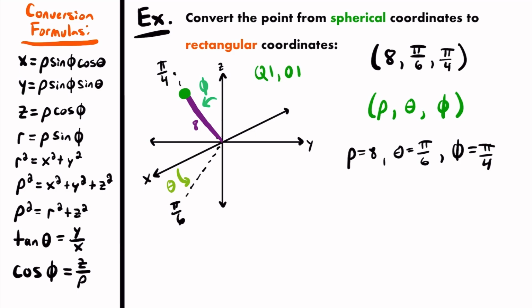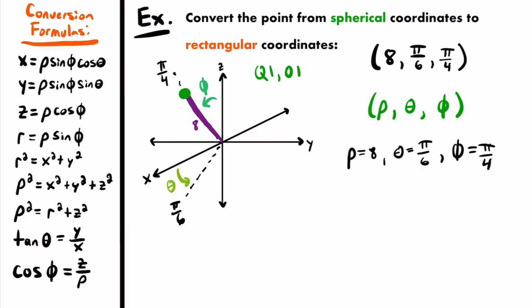Now we have an idea of where our point is, so we'll know when we convert our point to rectangular coordinates if our answer makes sense. So now let's actually work on converting our coordinates. We want to go from rho, theta, and phi to x, y, and z. So what formulas are we going to use here? Well, we want to use the formulas that have isolated x, y, and z, and they're equal to an expression in terms of our spherical coordinate variables. So that would be the first 3 conversion formulas right here. We have x, y, and z in terms of rho, theta, and phi.